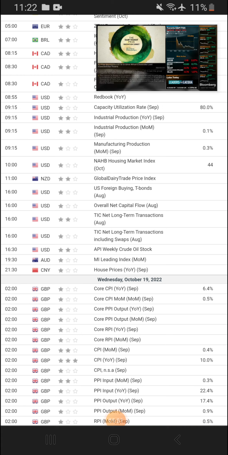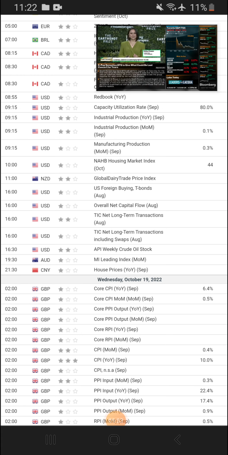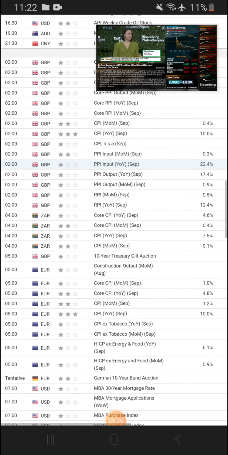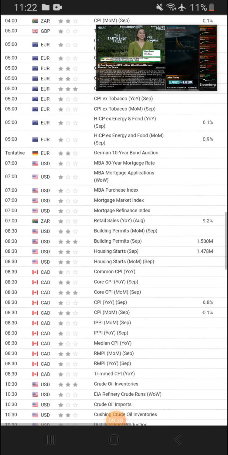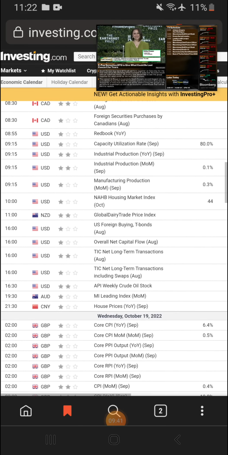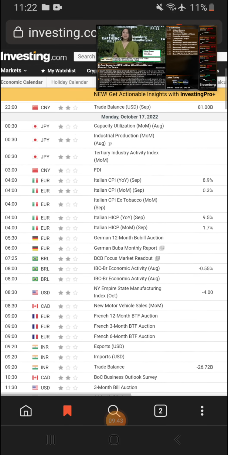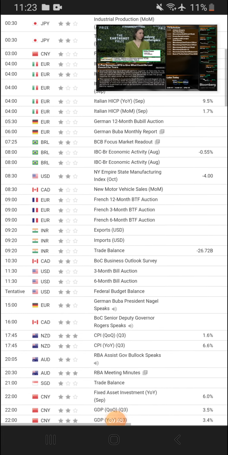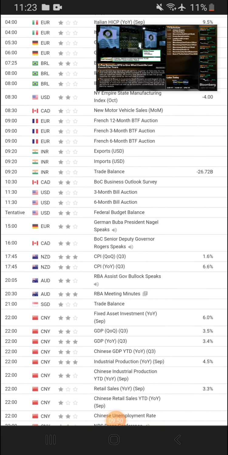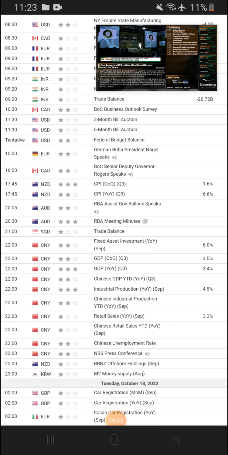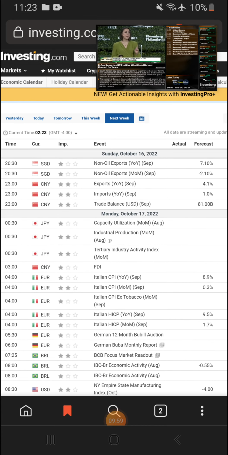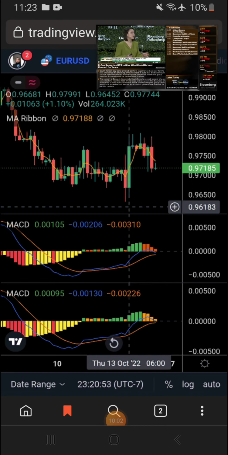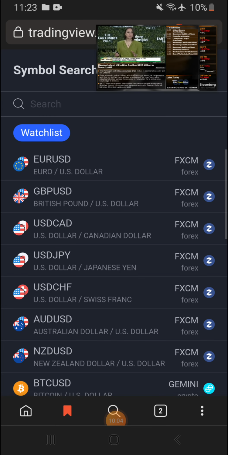And then on Wednesday we got a CPI for Great Britain, Euro CPI, and US building permits. So that's pretty much nothing on Monday and Sunday, except for the New Zealand and Australian dollar. And that's at night too. So New York session's looking potentially quiet. That's about it.